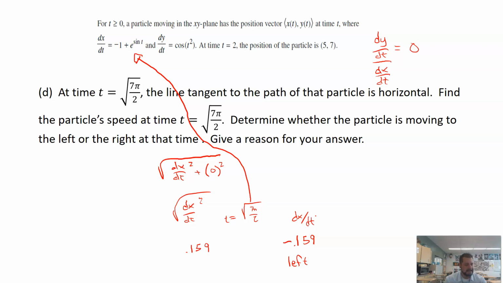Hopefully that made sense on this problem. This one I thought was pretty easy. Letter D, a little bit tough, but not awful. So hopefully that all made sense. If you have any questions on that one, please let me know.